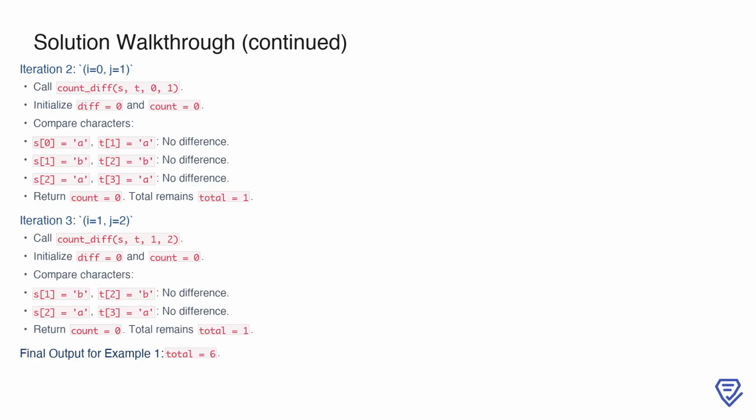For the pair i equals 1, j equals 2, we again call count_diff. Starting with s[1] and t[2], both are b. Similarly, s[2] and t[3] are both a. Again, there are no differences in the comparisons, so the function returns 0, leaving the total unchanged at 1. At the end of this example, after considering all possible substrings, the final output for the total count is 6.